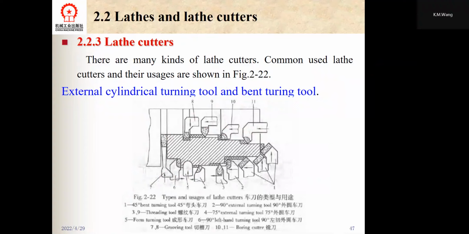The bent turning tool has a high versatility and can be used for cylindrical turning, facing, and chamfering. The lathe cutters with a leading cutting edge angle of 90 degrees can be used for turning multi-diameter shafts, shoulders of the shaft, and slender shafts with low rigidity.